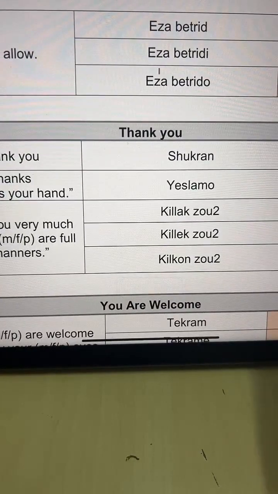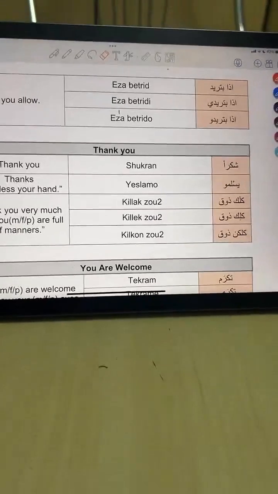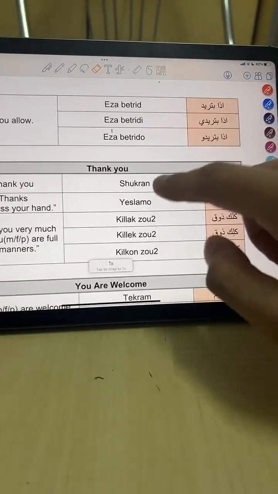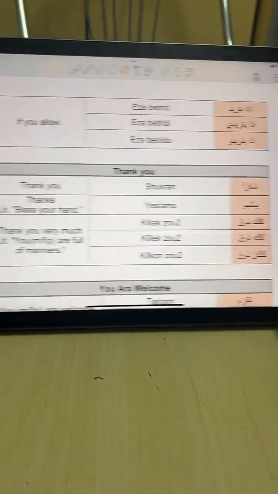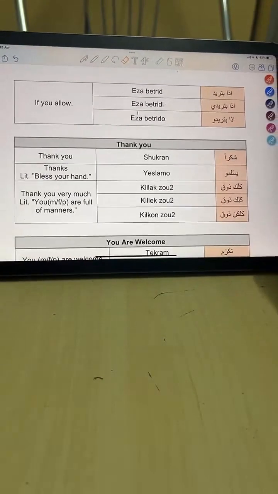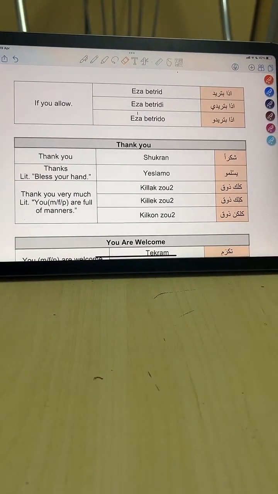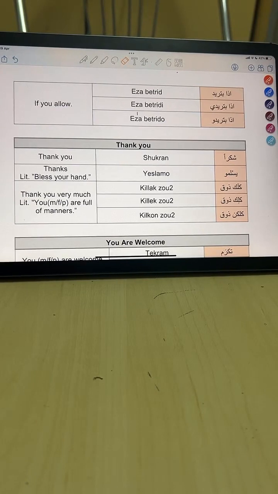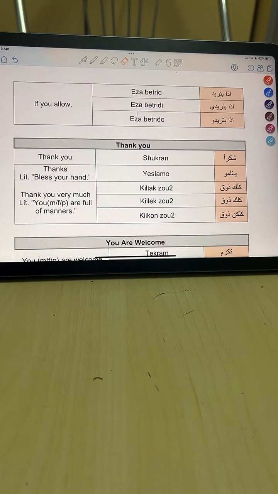Exactly. This is a formal one again. Min fadlak, if you want, if you allow. Basically you're asking him like the English, please, please give me something. But here we give him the option, like if you allow, if you want, if it's your will. It's just an expression so you don't come off as rude.